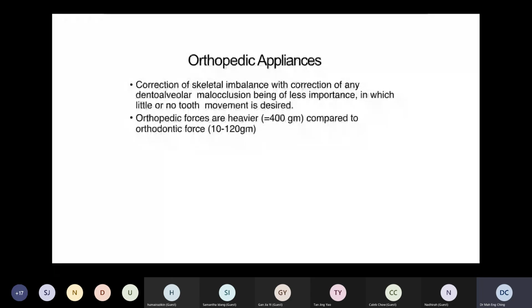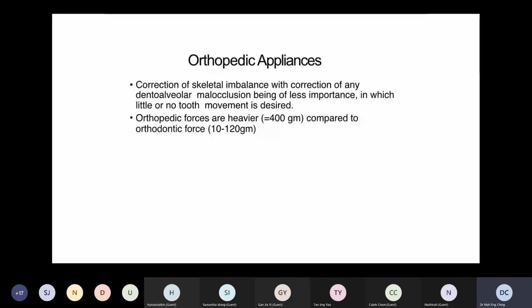Can you see my screen? Yes, hello, I can see. Can see, yeah? Okay. All right, okay, so we just continue the last lecture.